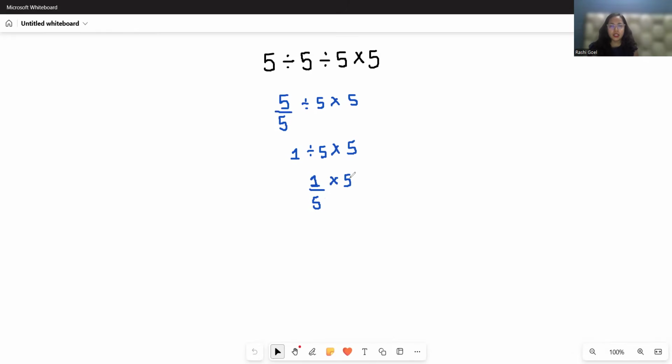Now we can easily cancel this 5 with 5. So the solution of this problem is 1.